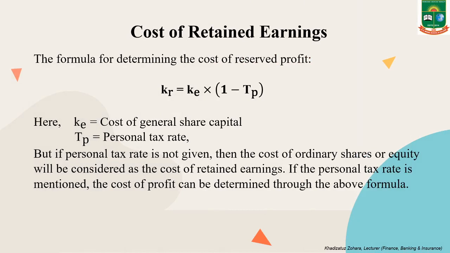The formula for determining cost of reserved profit is KR = KE × (1 − TP). Here, KE is the cost of general share capital and TP is the personal tax rate. But if the personal tax rate is not given, then the cost of ordinary shares or equity will be considered as the cost of retained earnings. If the personal tax rate is mentioned, the cost of profit can be determined through the above formula.